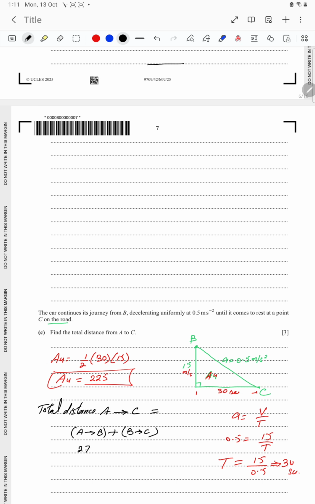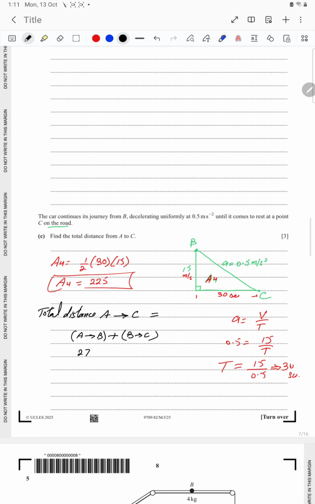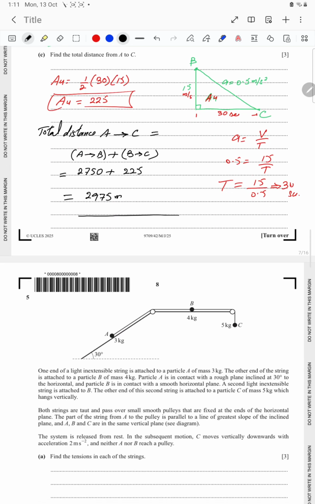A to B was given 2750. Yep, 2750 plus BC we have calculated 225. Now add it and we can get the distance in the calculator. You can add it. Let me do it. 2750 plus 225, yeah, approximately 2975 meters is the distance. I hope you got it. Let's proceed to the next question, number 5.